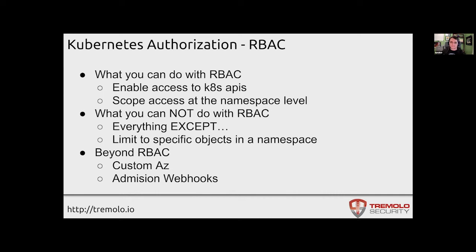You cannot say everything except. This one comes up a lot. I see this question all the time. Can I write a policy that gives access to everything except these two secrets? No. You have to enumerate every single thing you want to grant access to. There are really good reasons for that.